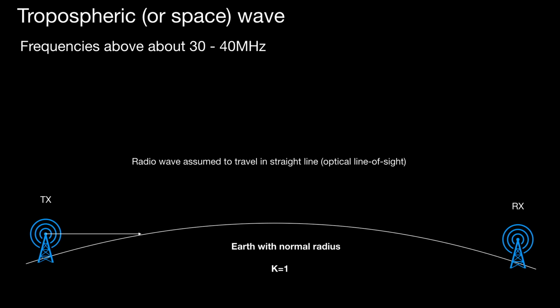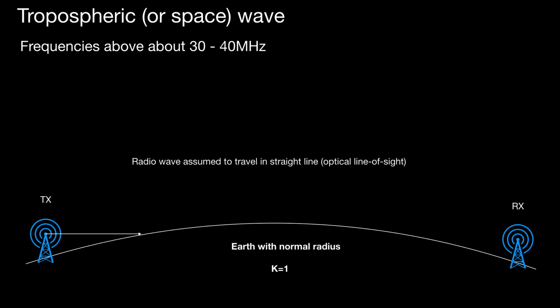Right, let's have a look at some others. Here we've got a tropospheric or space wave. If we're looking at frequencies above 30 to 40 megahertz, in other words, into the VHF band, and we have a transmitter on the left and a receiver on the right, and we've drawn the curvature of our Earth and assumed an Earth with a normal radius, then the signal from the transmitter on the left doesn't make it to the receiver because we don't have optical line of sight. And so the signal hits the Earth and is attenuated so that it can't be received at the receiver.